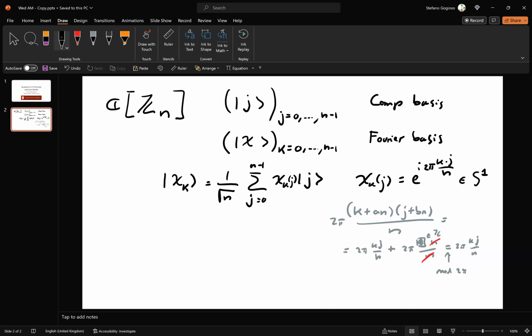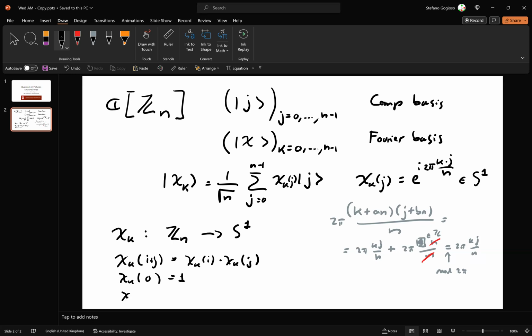state that I defined? Well, if you know your group theory and representation theory, sorry, this is going to end within the next minute or so, but just to have everybody on the same basis. This goes from my group into S1. And it has an interesting property. I can prove that if I apply it to i plus j, it's the same as applying to i, applying to j, and taking the product. It's also true that if I apply to 0, I get 1. And it's true that if I apply to minus j, I get the complex conjugate of the same function applied to j.